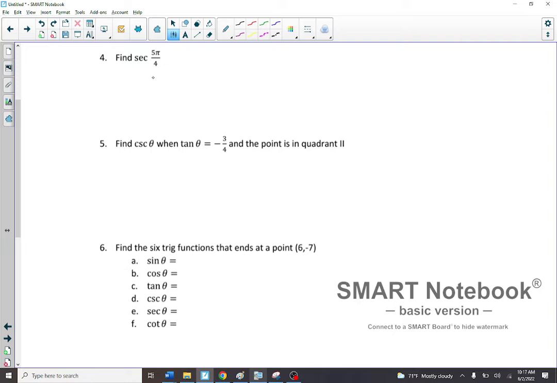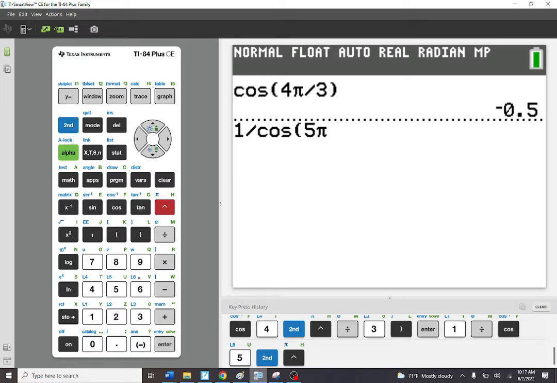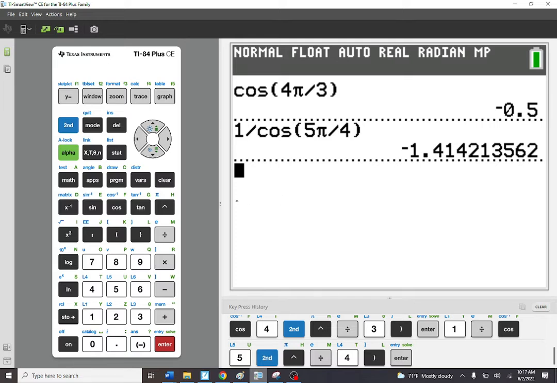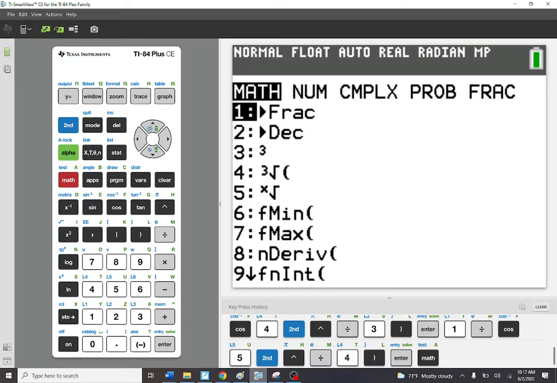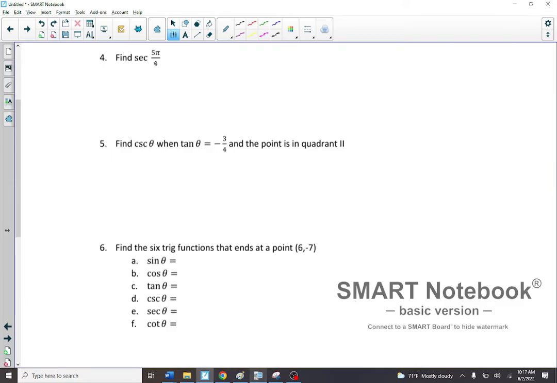All right, secant 5 pi over 4. Now, let's say we use the calculator. Let's say you had no clue. At least you know secant is 1 over cosine, right? So 1 divided by cosine of 5 pi over 4. You got this thing, and you're like, oh, what is that? Math, enter, enter. Let's change it to a fraction. It doesn't work. But cosine 5 pi over 4 would be negative root 2 over 2, right? If you did the whole unit circle thing.